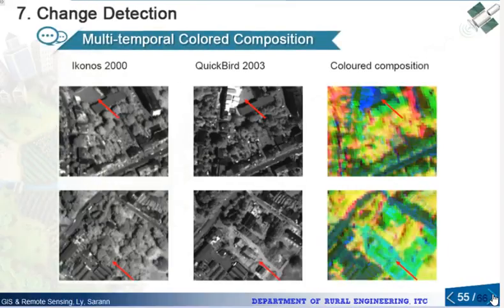Here is also an example of the change by using multi-temporal color composition. So you see different images from different dates, Ikonos 2000 and QuickBird 2003, and we made a color composition, and so we can see the change. The blue had the change, and the sand color had the change in that area.